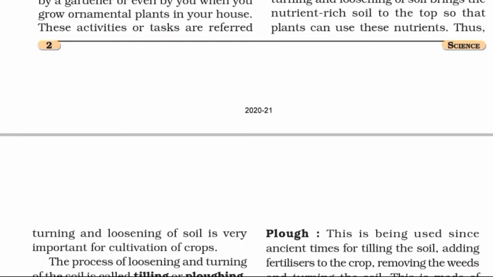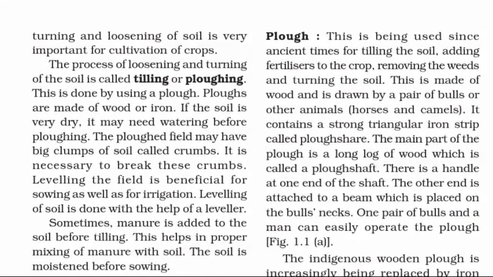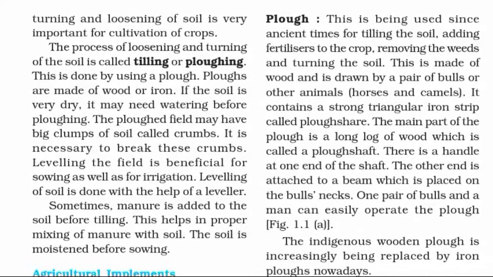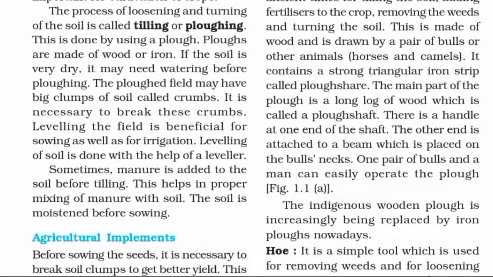Thus, turning and loosening of soil is very important for cultivation of crops. The process of loosening and turning of the soil is called tilling or ploughing. This is done by using a plough. Ploughs are made of wood or iron. If the soil is very dry, it may need watering before ploughing.